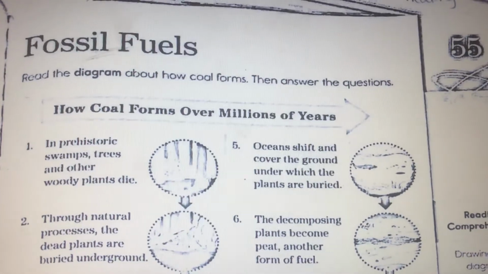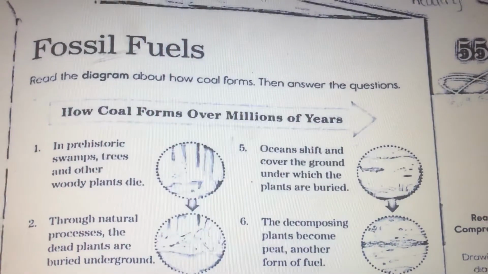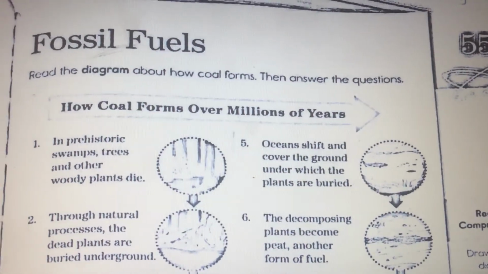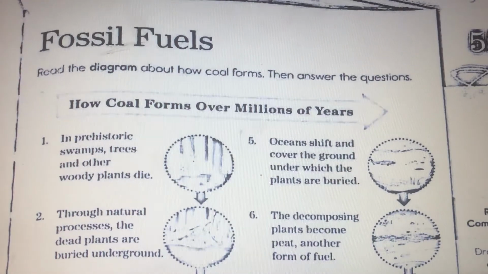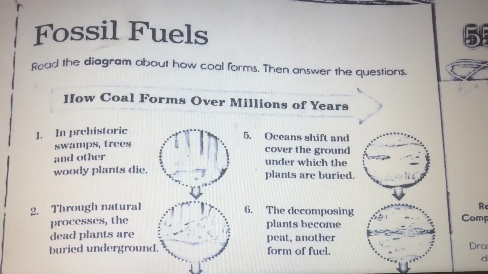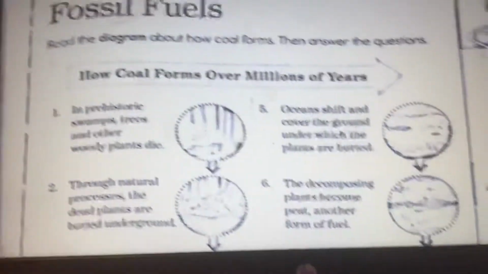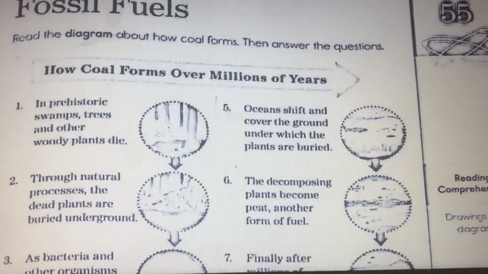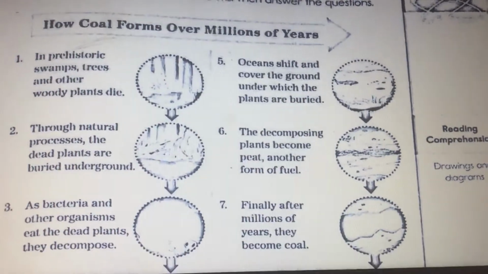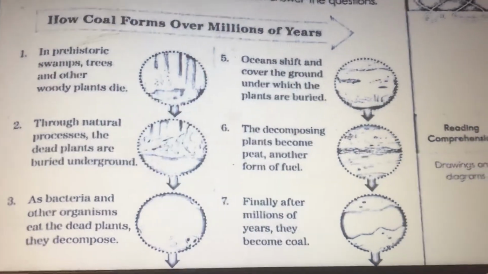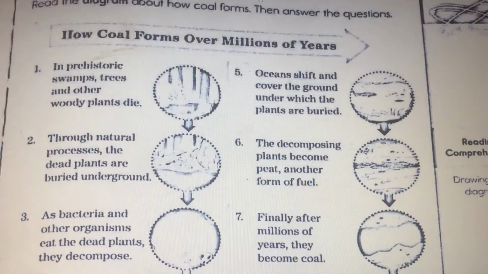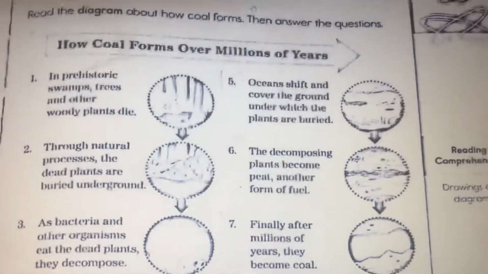I'm going to be reading to you day 2 in Miss Murphy's reading packet. The article is on fossil fuels. You're going to read the diagram about how coal forms, then answer the questions. Okay, and we've talked about coal in other classes in previous years, and West Virginia was a big coal state as well.